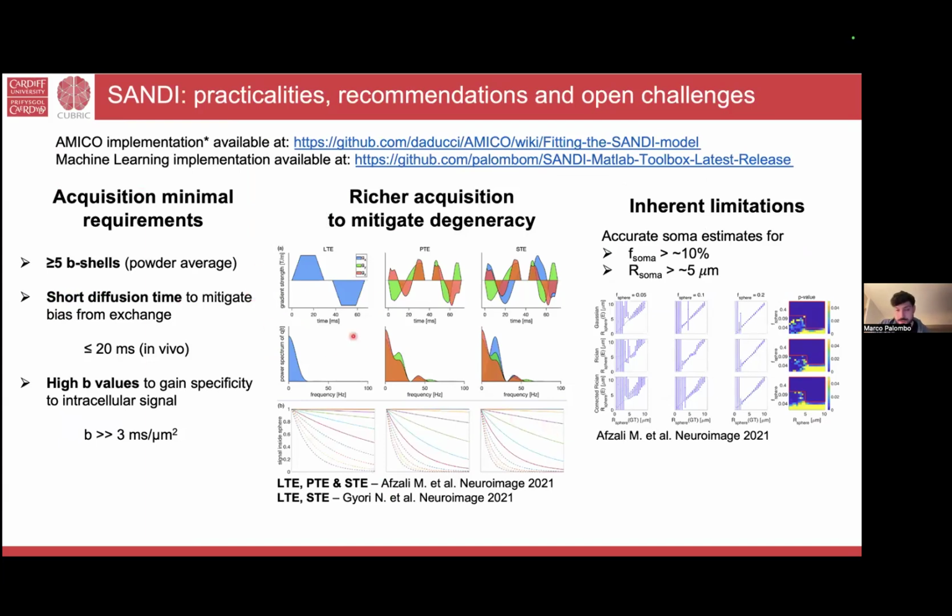One of the essential requirements to use SANDI is that you need to have multi-shell acquisition, at least 5 b-values. But the important thing is that your diffusion time has to be as short as possible, around 20 milliseconds. Your small delta needs to be short, and your b-value needs to be higher than 3 milliseconds per micrometer squared, which means we need the ultra-strong gradients on the Next Gen or the Connectome.